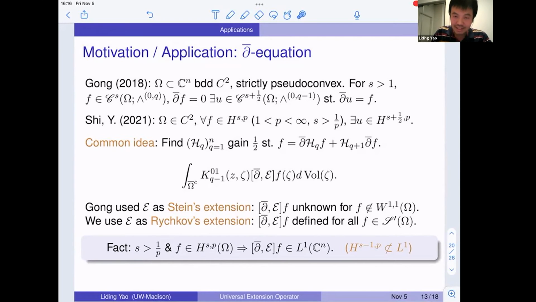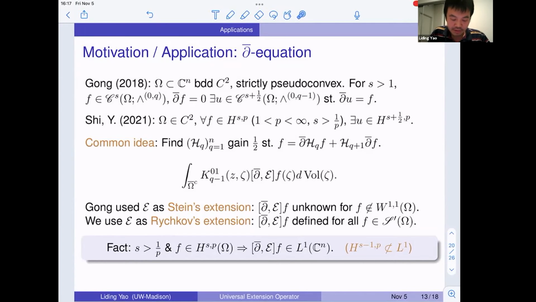So the idea is actually to estimate this kind of integral operators, where this K01, you don't really care about what it is, but what you need to notice is that we have commutators of the derivatives and the extension operator.